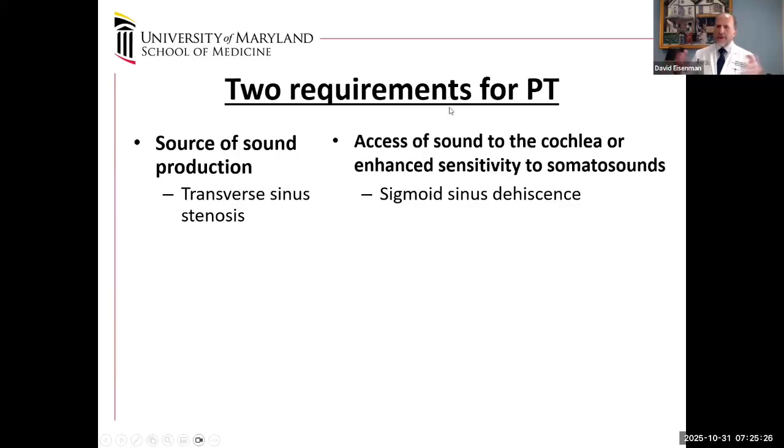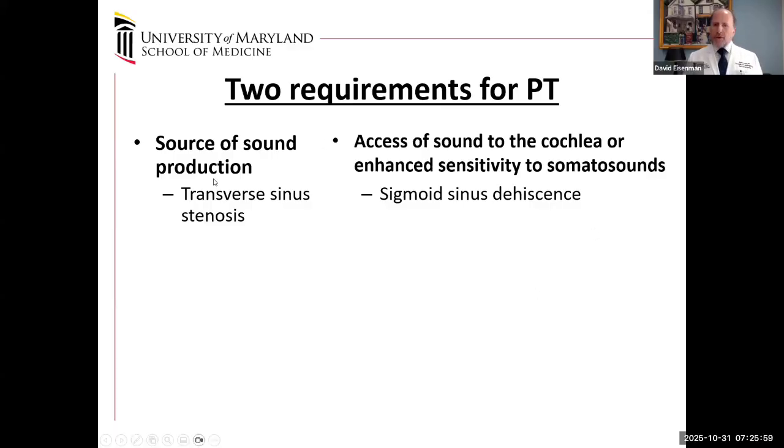So what it seems from the sort of clash of these two stories, the sigmoid sinus wall anomaly story with transmastoid surgery and the endovascular therapy transverse sinus stenosis story, these are two procedures being done on the same population, and they both have a good success rate. What that tells you is that there are two requirements for pulsatile tinnitus, each of which is necessary, but neither one of which is sufficient to cause the pulsatile tinnitus.